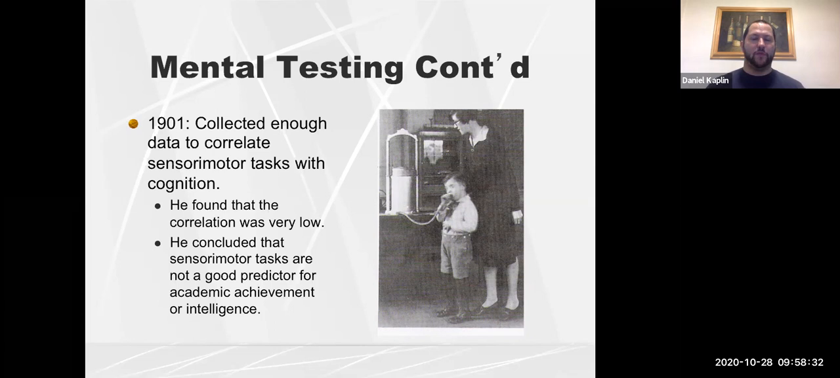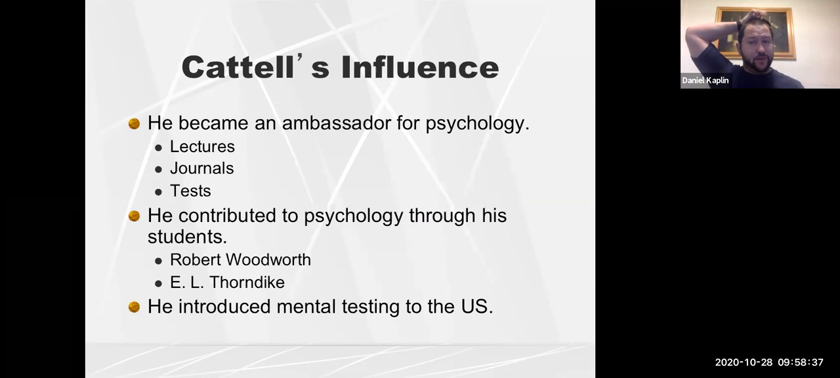So what was his influence? He becomes an ambassador of psychology. He lectures throughout the world. He creates a few journals, buys a journal or two, and then becomes one of the major influences of the testing movement. So who were his students? Well, his students were Woodworth and Thorndike, and Thorndike actually also winds up staying at Columbia University.